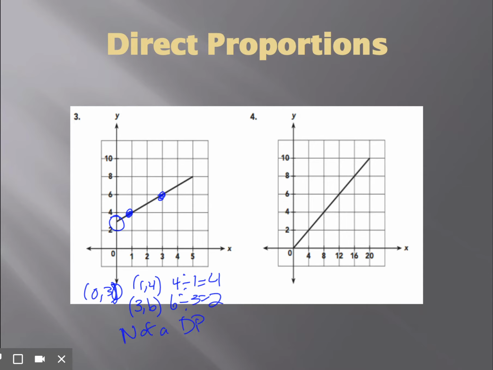Number 4, we can check. Here we see (0, 0), so that's a good indicator. Now let's test it with a couple points. Here we have (4, 2). Again, I'll pick another easy one. (12, 6). If I divide y by x, I have 2 divided by 4, and that equals 1/2. And then I have 6 divided by 12, and that also equals 1/2. So this is a direct proportion.